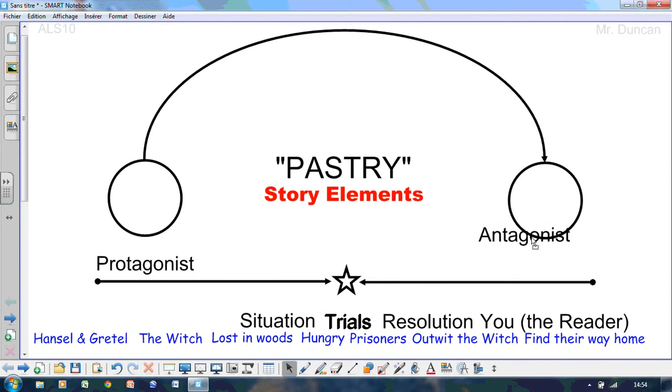The A in the word PASTRY is for antagonist. The antagonist is that character or that element that the hero has to fight against or work against in order to successfully complete the story. Now the antagonist often is a character. Take, for instance, the story of Little Red Riding Hood, where Little Red Riding Hood is going through the woods and she comes into contact with the antagonist, the big bad wolf.